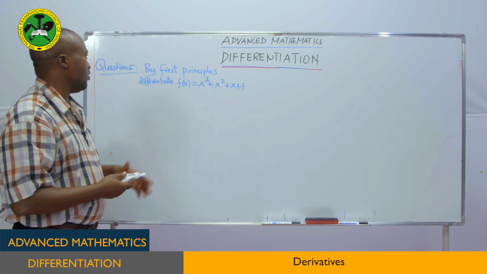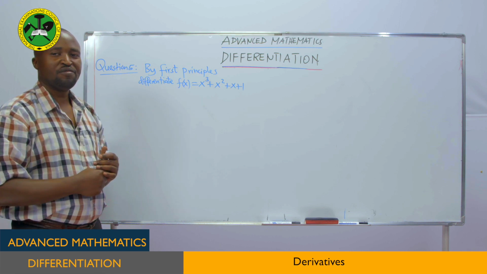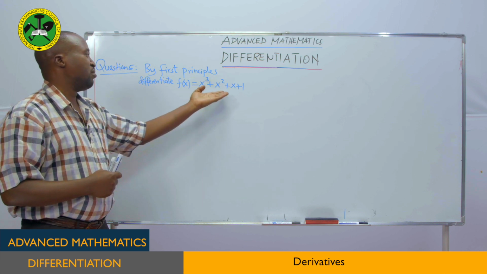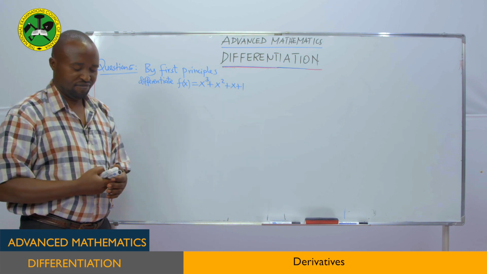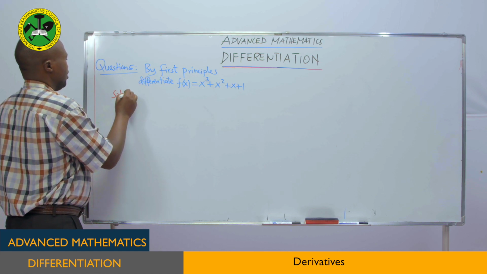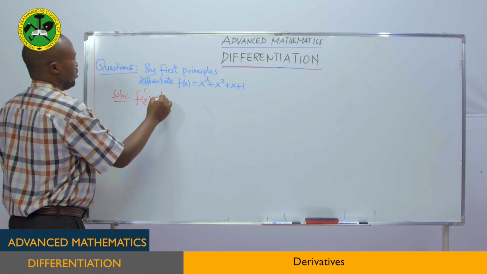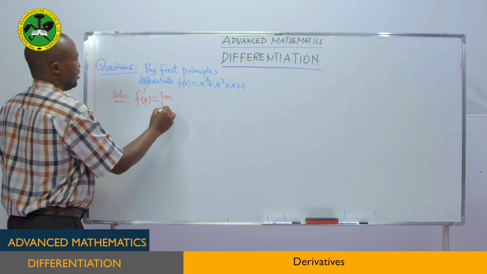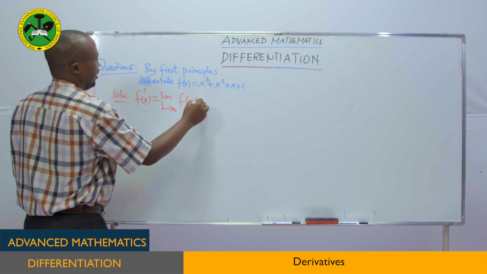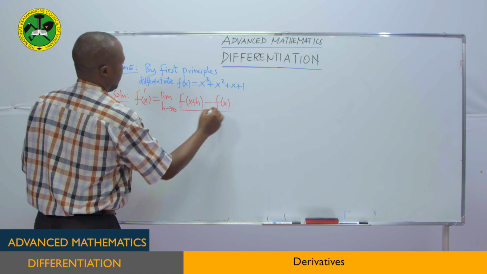So, student, we have the question that is by first principles differentiate f of x is equal to x cubic plus x squared plus x plus 1. So again, remember our general formula, that is f of x dash is equal to the limit of, as h approaches to 0, we have f of x plus h, then minus f of x over h.